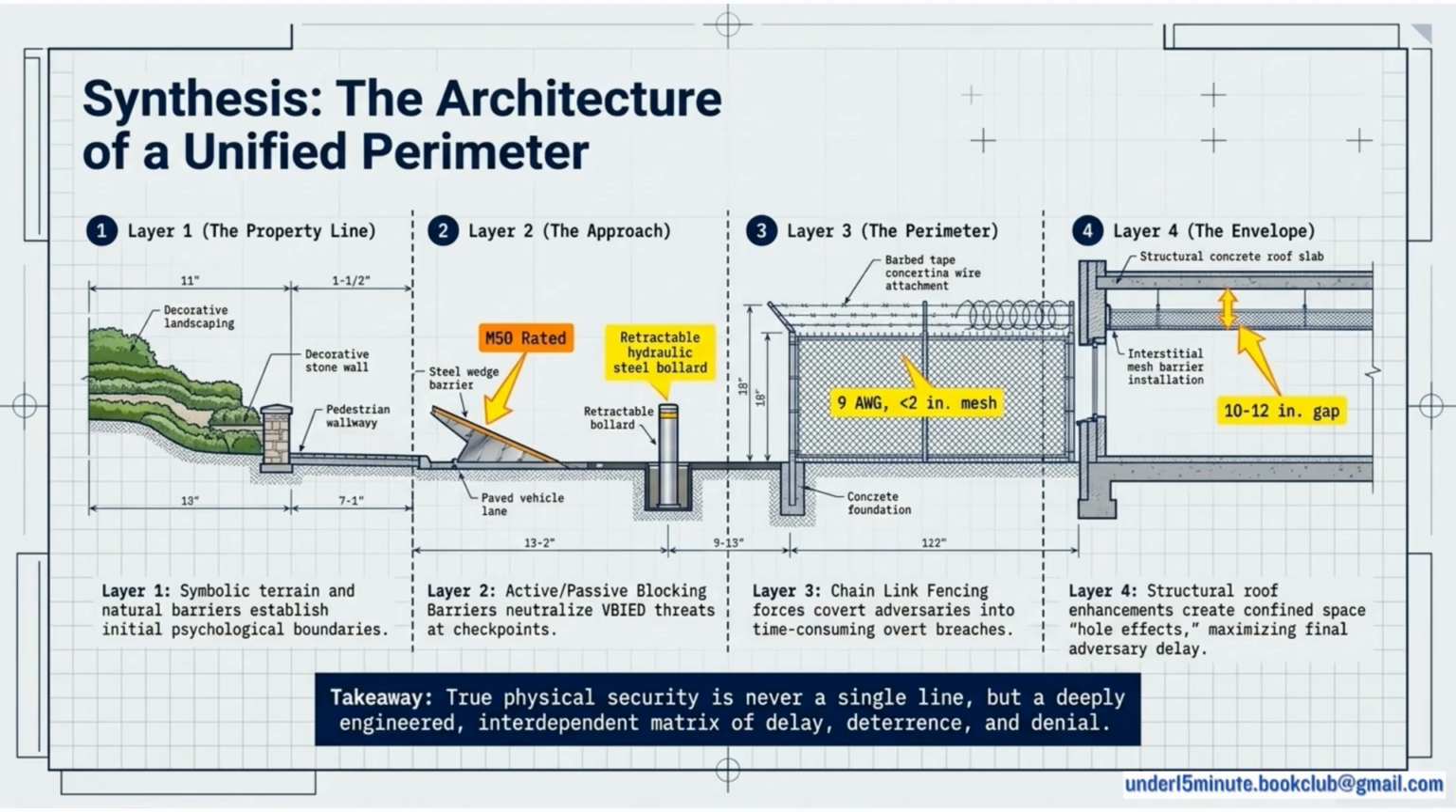Layer 1 uses symbolic and natural barriers. Layer 2 employs active and passive blocking barriers. Layer 3 utilizes chain link fencing, and Layer 4 includes structural roof enhancements to maximize delay.